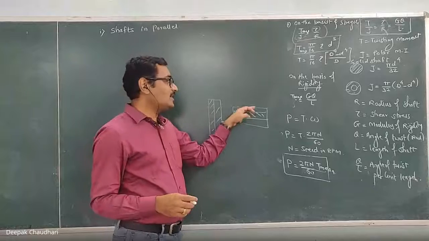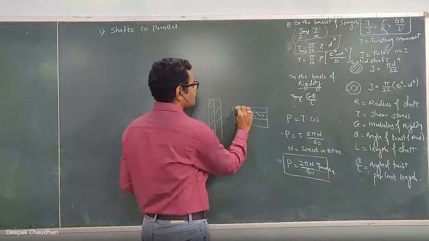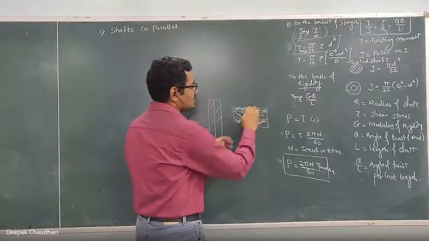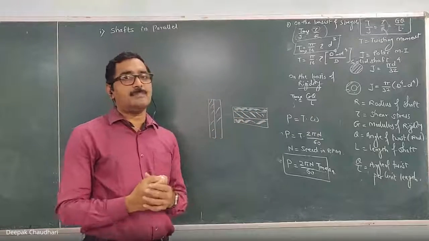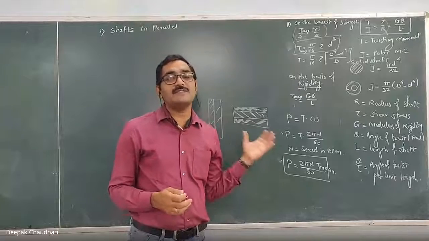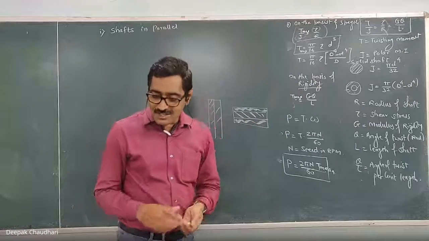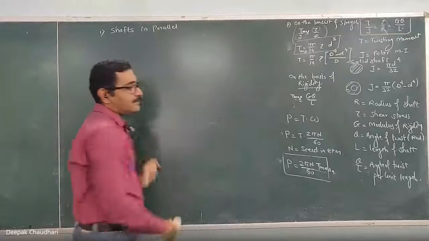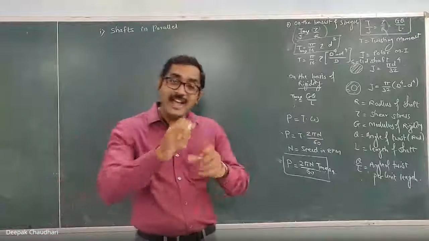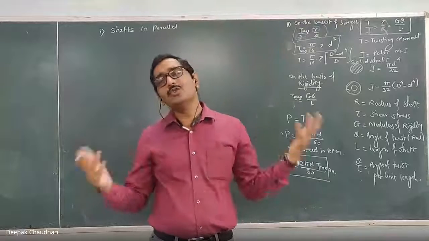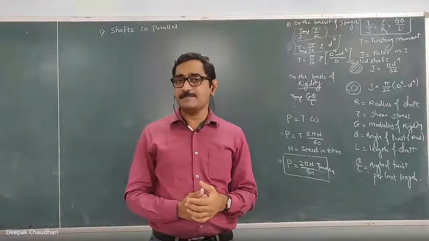Here this is one shaft, and this is another shaft. One shaft is overlapped over the other shaft. This type of arrangement is known as the shafts in parallel. Now, when the shafts are connected in parallel, how is the torque shared, and what will be the relation of their angle of twist? Such shafts are used when a very huge power is required to transmit.